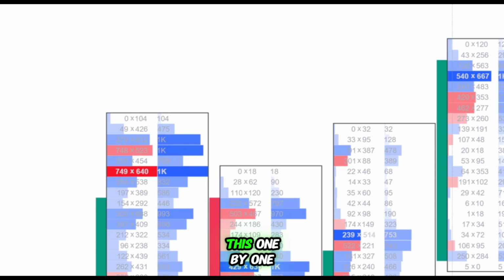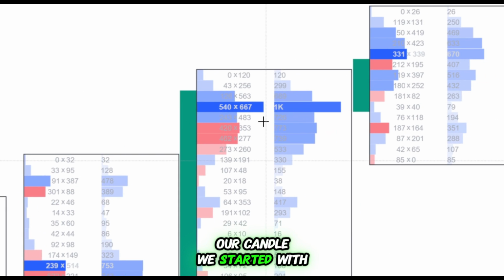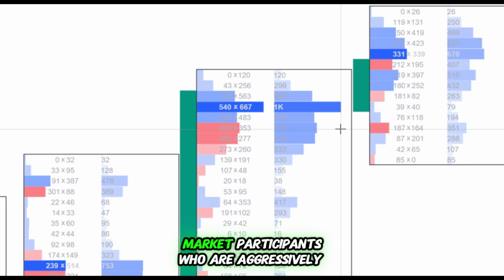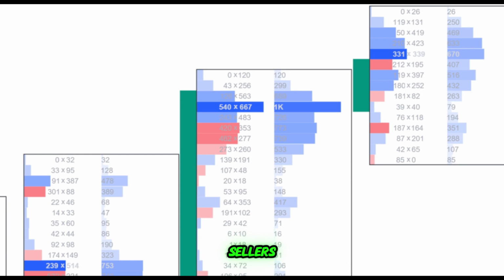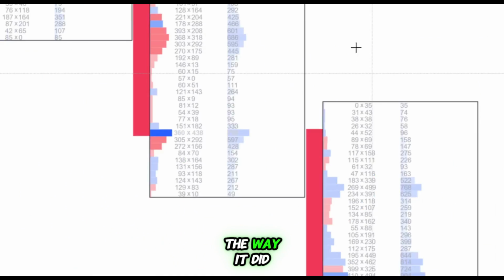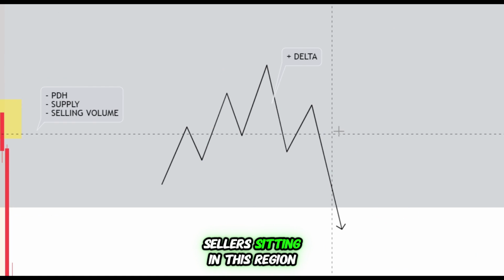So if we just read this one by one, if we understand the order flow and we read it coming in, again, our candle we started with, we see 0 for 120. So we see 120 market participants who are aggressively buying, and there's no aggressive sellers. So when there's no aggressive sellers and only aggressive buyers, and the market manages to have a huge sell-off the way it did, what this shows us is that there are passive sellers sitting in this region.